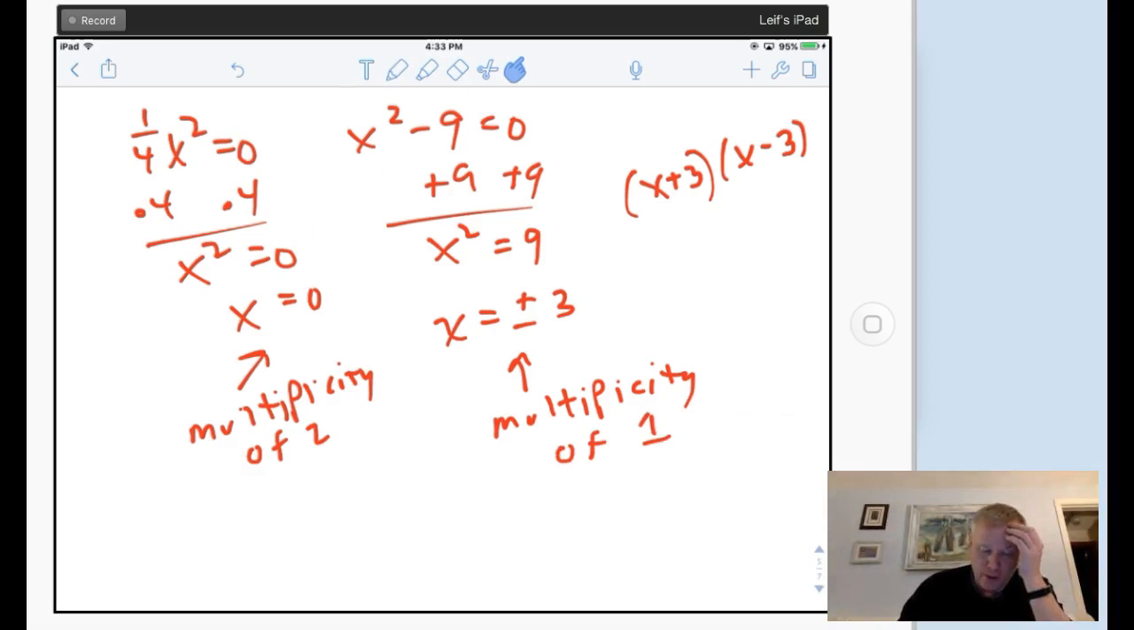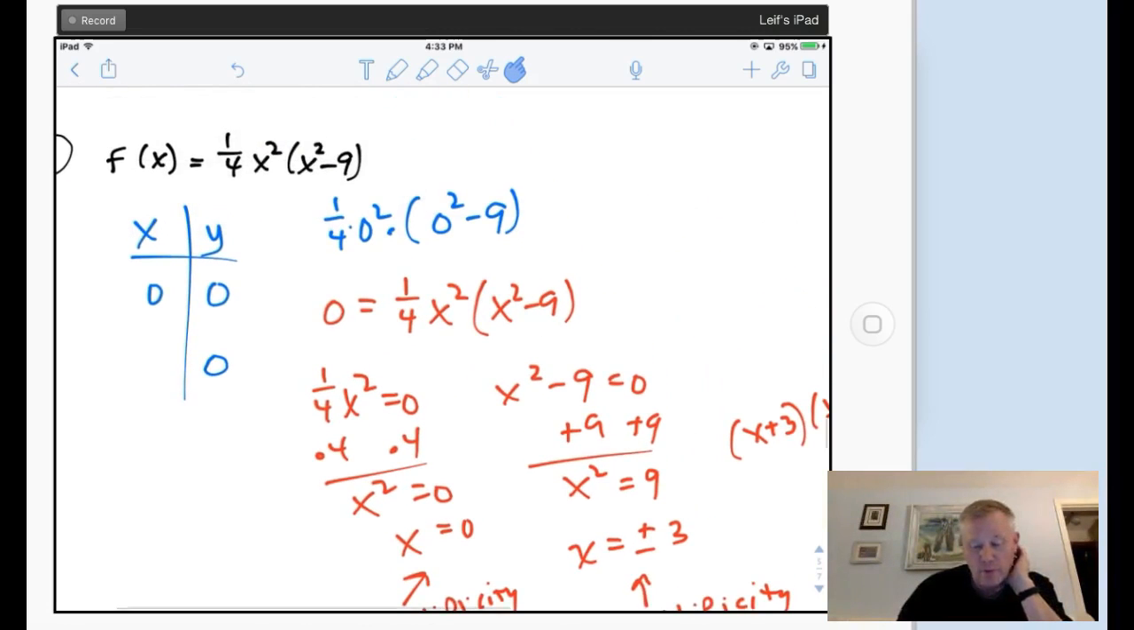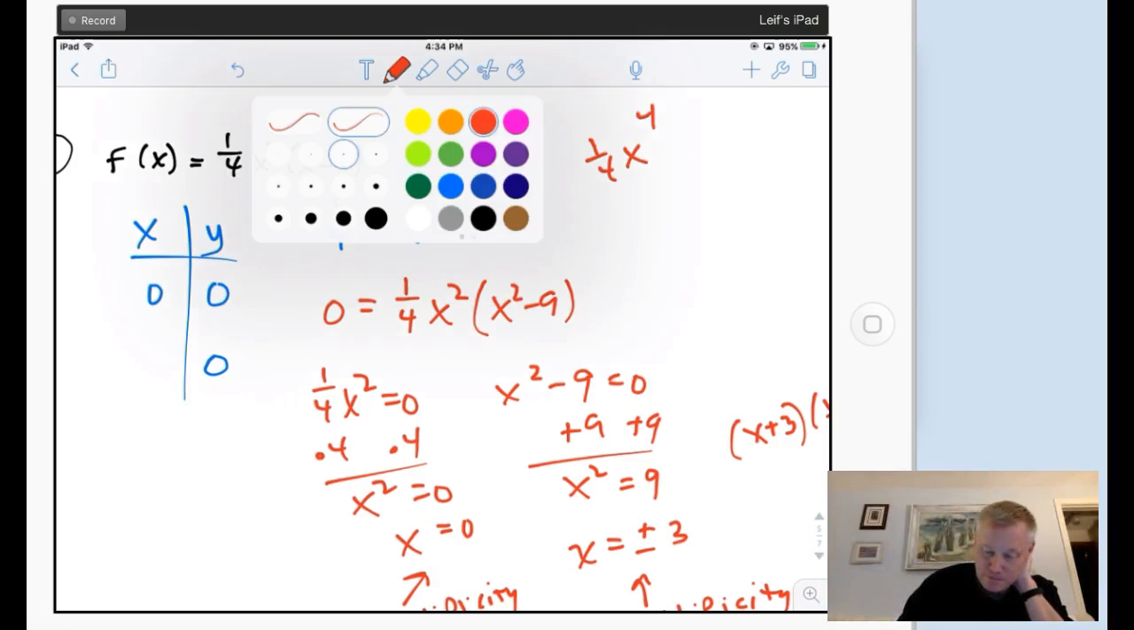All right, so let's look at end behavior. End behavior, 1/4 x to the 4th. If I multiply that out, which means positive and even, end behavior will be up and up.